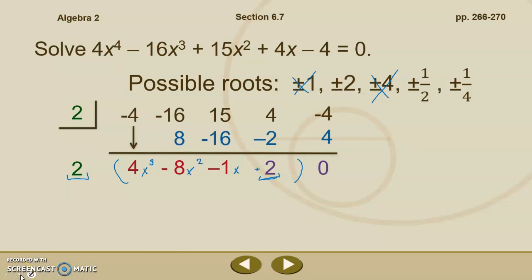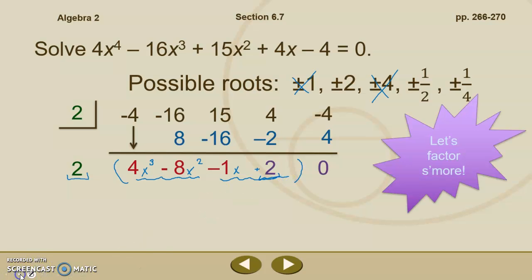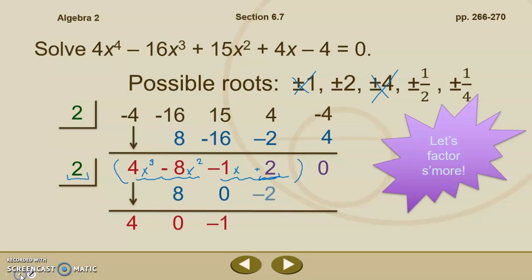Again, we could do factoring by grouping here. We could factor out a 4x squared here and a 1 or negative 1 here, but we're going to go ahead and divide synthetically. So let's factor some more. We're going to divide by 2 again. And when we divide by 2 again, we find out that's another factor. This one is a factor of our first depressed polynomial.